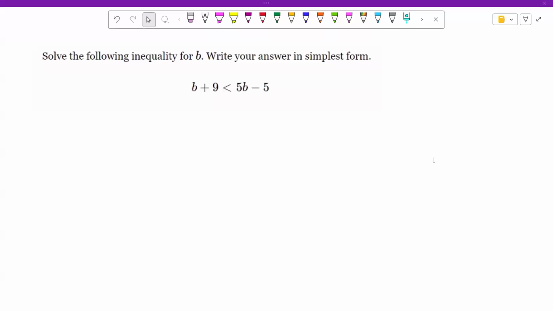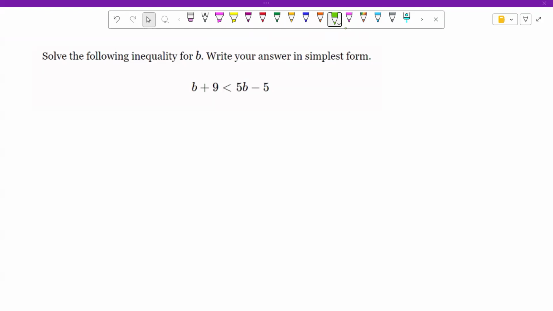So solve the following inequality for B. Write your answer in the simplest form. Whenever there is an inequality, just like an equation, we try to solve by isolating the variable. The variables should be on one side, numbers should be on one side.